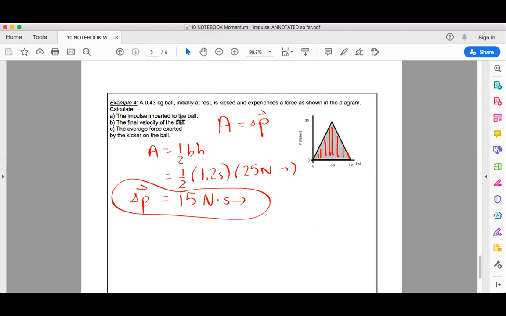The final velocity of the ball, now that we know momentum equals m times v, so v is p over m to solve for the velocity of the ball. And the average force exerted, well, if we know delta p is also equal to F times delta t, we can do momentum divided by t to get that average force.